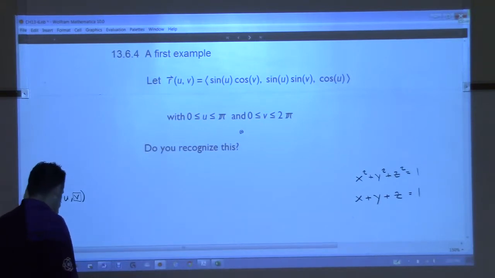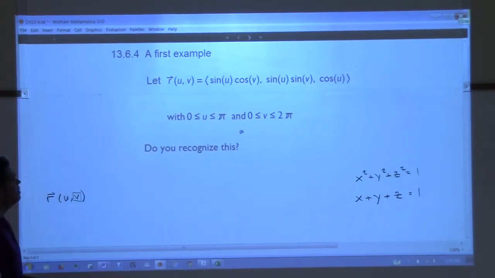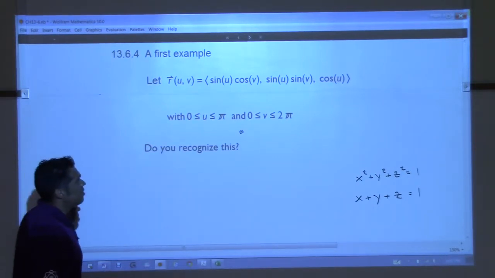So there's your first example. We are defining a vector function r of u, v to be equal to the vector sine u cosine v, sine u sine v, and cosine u.